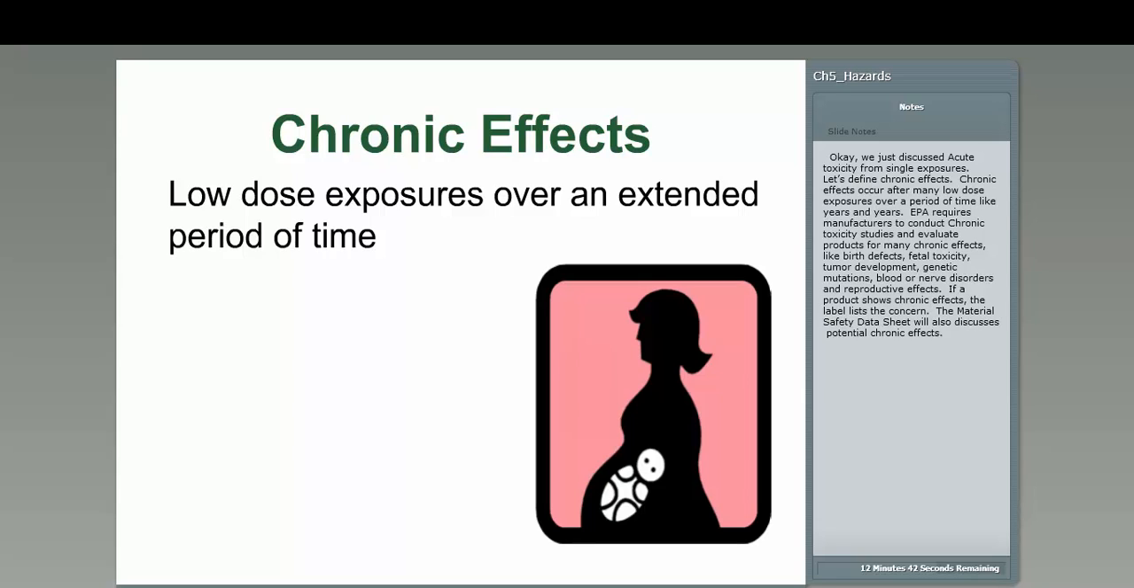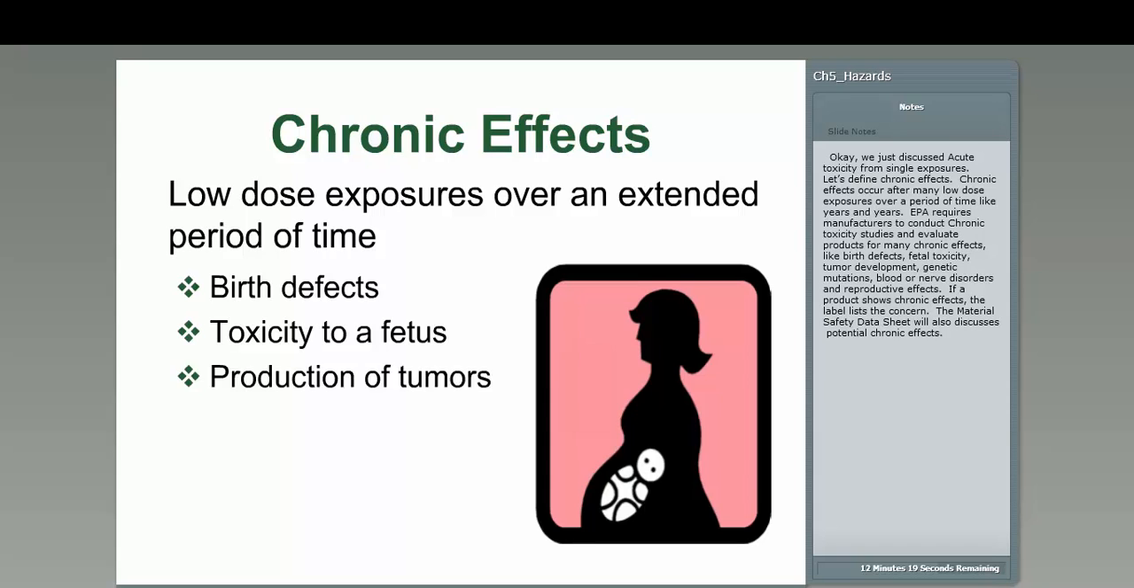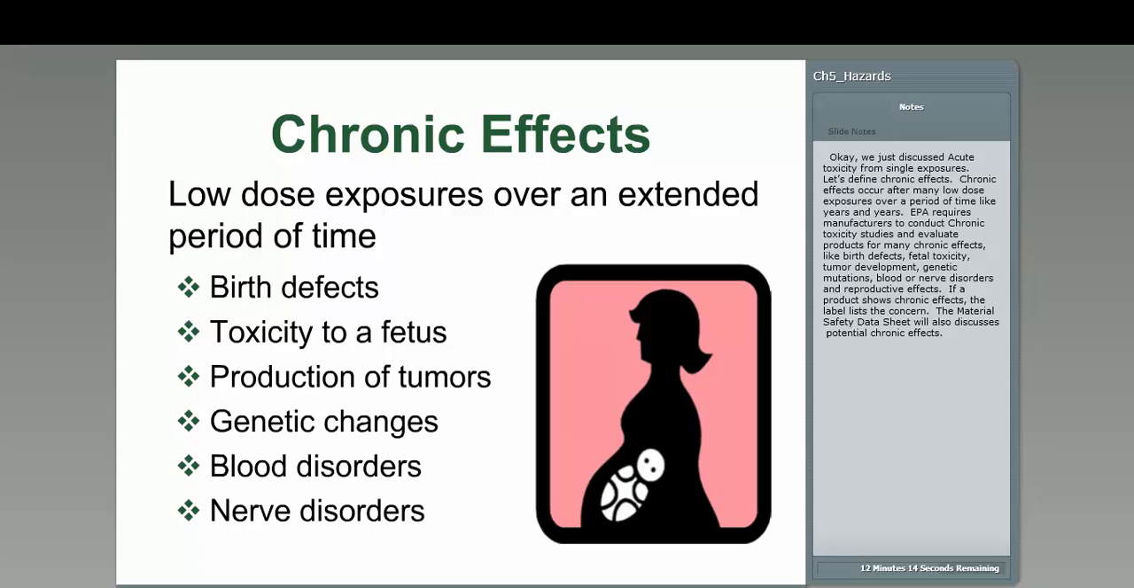Okay, we just discussed acute toxicity from single exposures. Let's define chronic effects. Chronic effects occur after many low-dose exposures over a period of time like years and years. EPA requires manufacturers to conduct chronic toxicity studies and evaluate products for many chronic effects like birth defects, fetal toxicity, tumor development, genetic mutations, blood or nerve disorders, and reproductive effects. If a product shows chronic effects, the label lists the concern. The material safety data sheet will also discuss potential chronic effects.